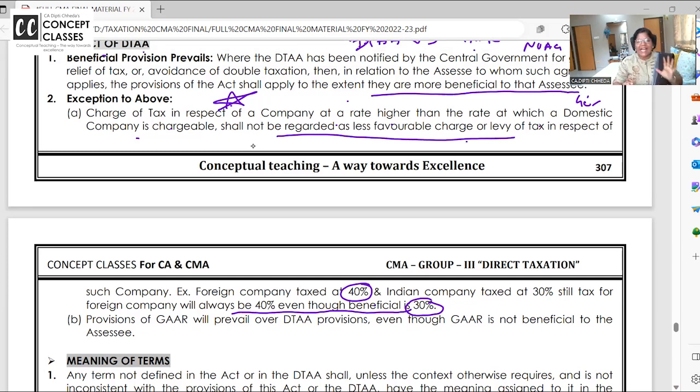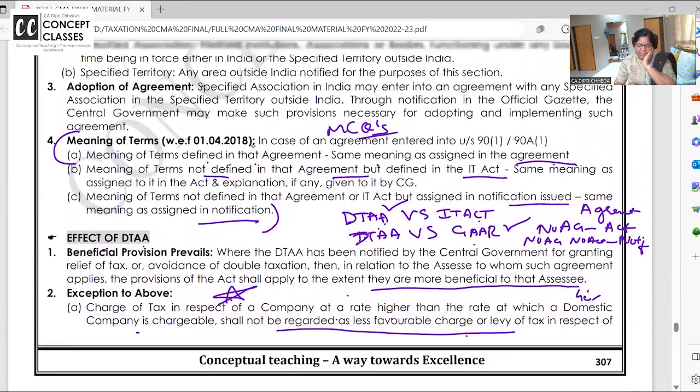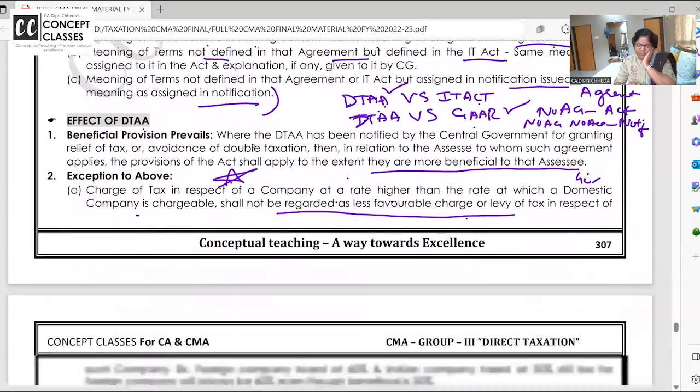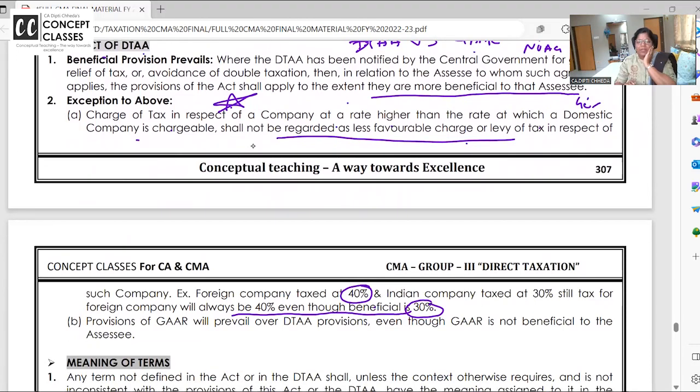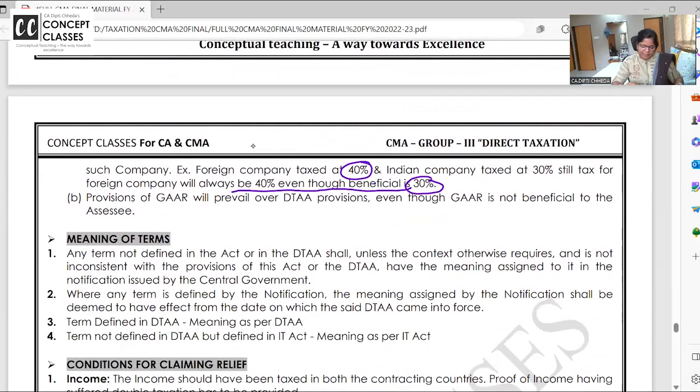Shall I repeat this last one or clear to all of you? I want a message from you all. Last 5 minute में जो ये सब terms और ये discuss किया ये clear है? What is effect of DTA? Whatever is beneficial to SSE you do. But for foreign companies, even if 40% rate is higher than 30%, they have to pay the tax as per 40%. They can't take that benefit.